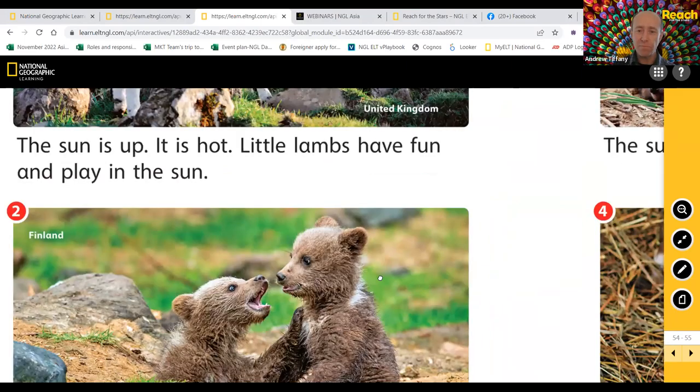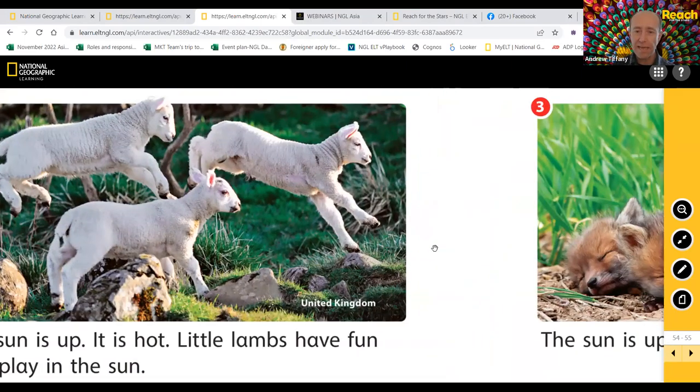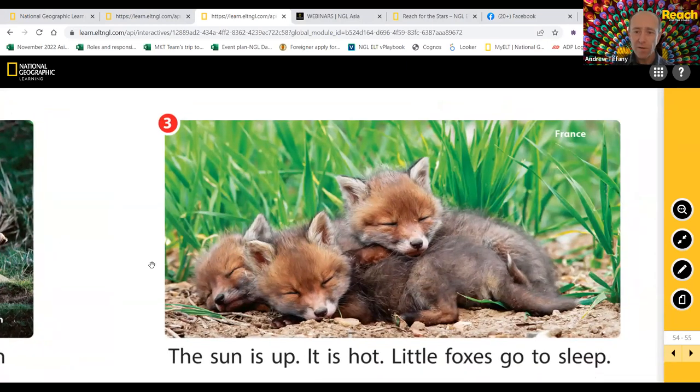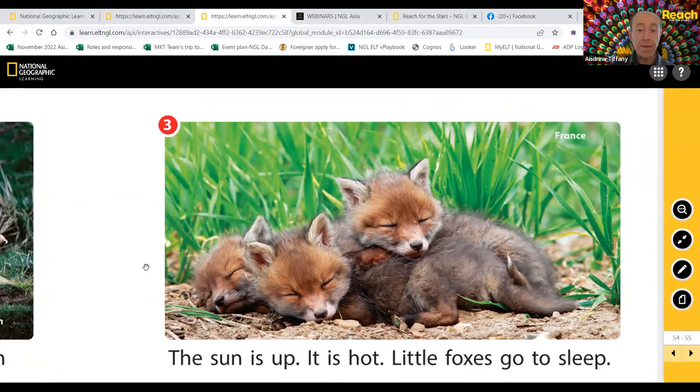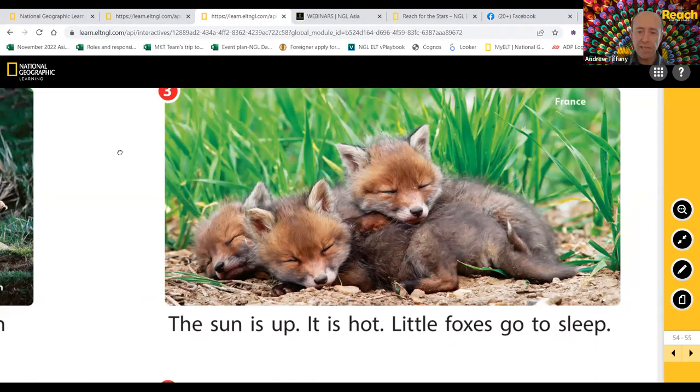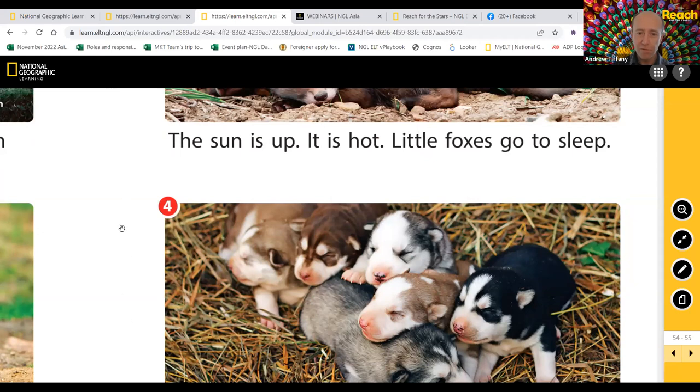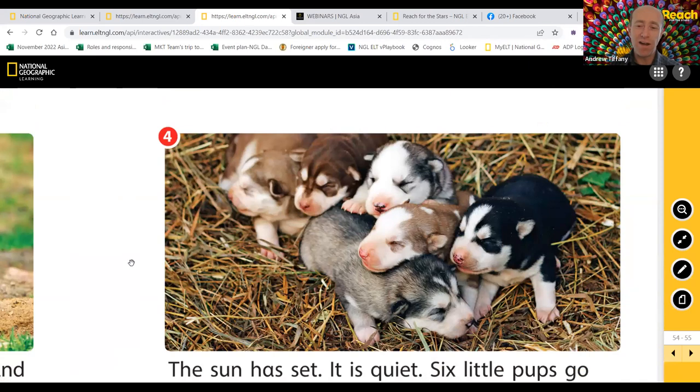Cubs. Okay, number three. What's number three? What animals are they? Yeah, they're baby foxes, right? Baby foxes or fox cubs, indeed. Fox cubs, baby foxes, okay? And then what about these ones down here? What are these animals? Whoa, come here. Didn't want to go down. What are these animals? Puppies, that's right. They are puppies or pups. Right? I think we can read all of these.